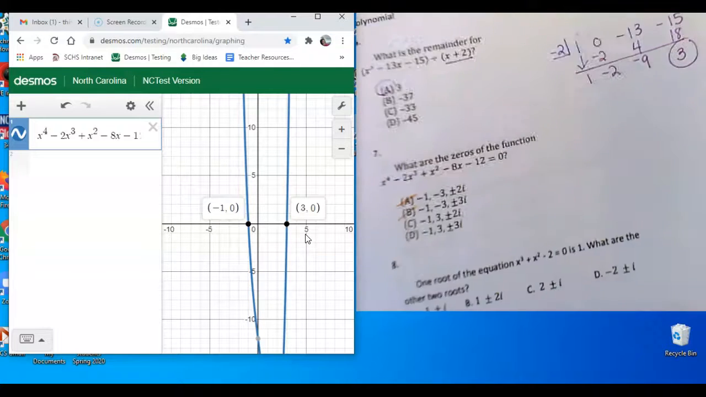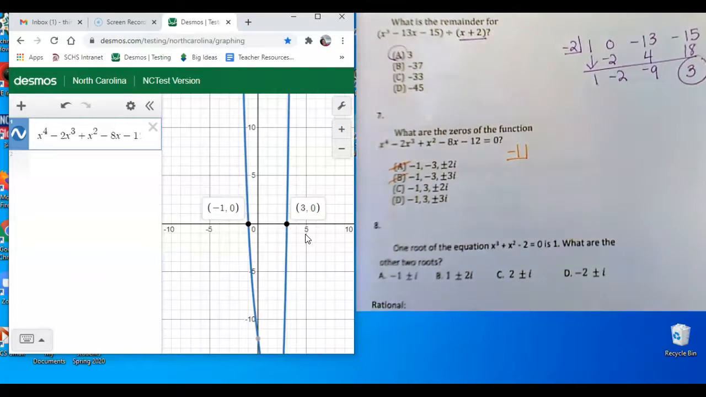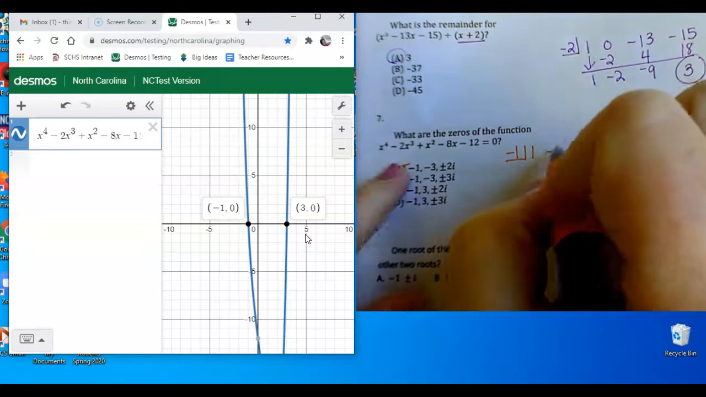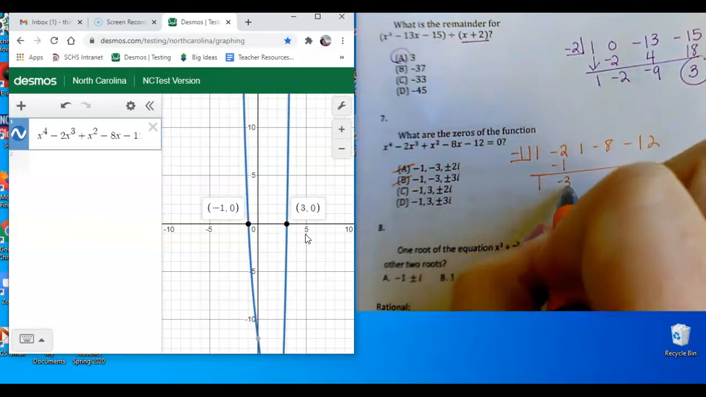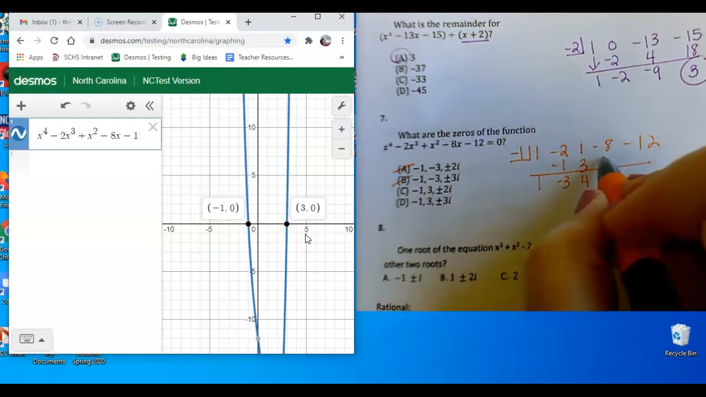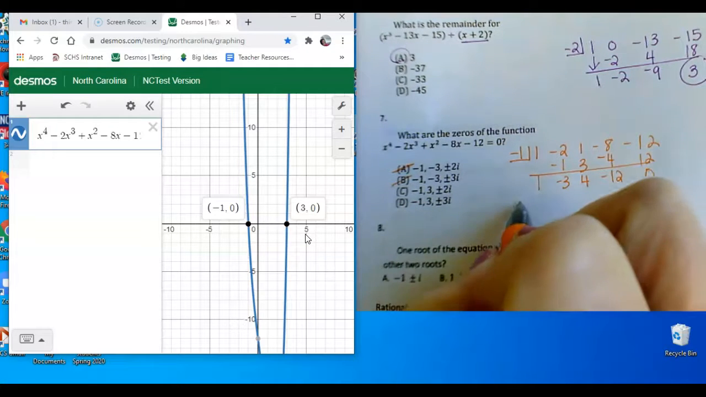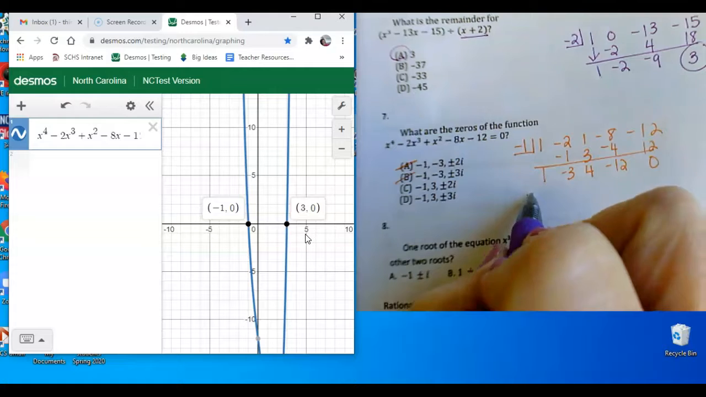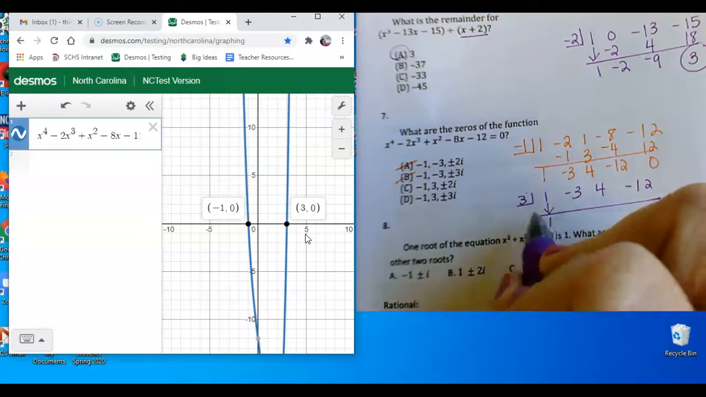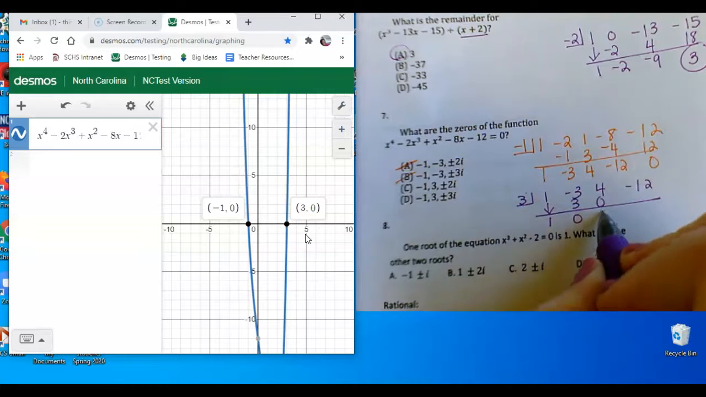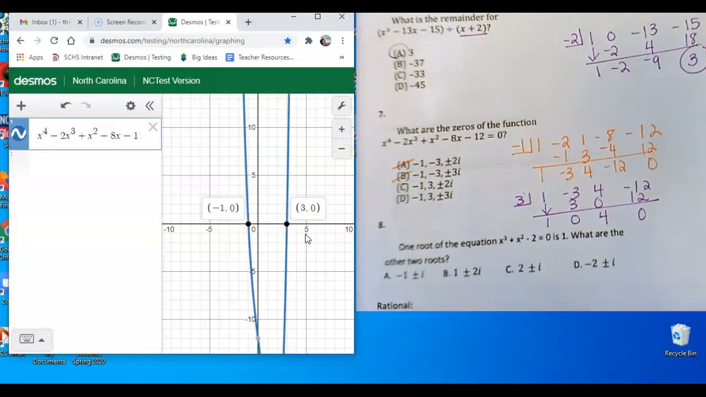What you do there is start off with division, and the value we get on Desmos is our first thing that goes in our box. We do not change that sign. We're going to put our coefficients here, bring down our 1, multiply, add, multiply, add, multiply, add. Then we take our next number, which was 3, and divide again. Multiply, add, multiply, add. And then we do the quadratic formula with those numbers that we just got.